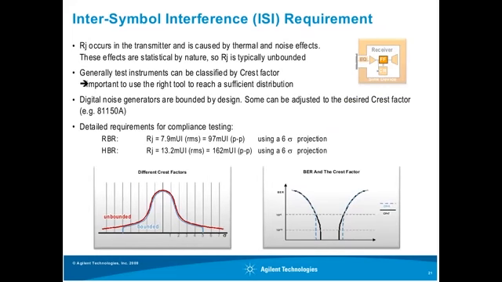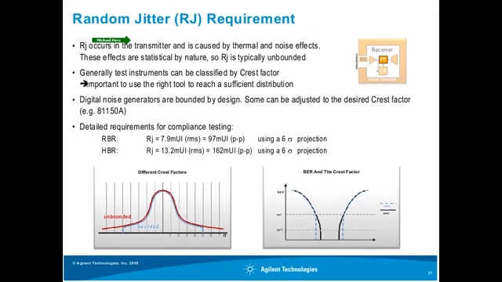Now I want to talk in a little more detail about the random jitter. Random jitter occurs in the transmitter. This is not a wanted jitter, and it's mainly caused by thermal or noise effects inside a transmitter. It is important to know that random jitter is statistical by nature, so it means random jitter is typically not bounded, it's unbounded.